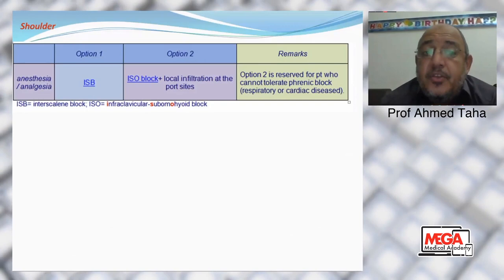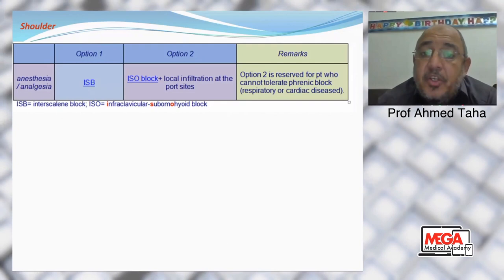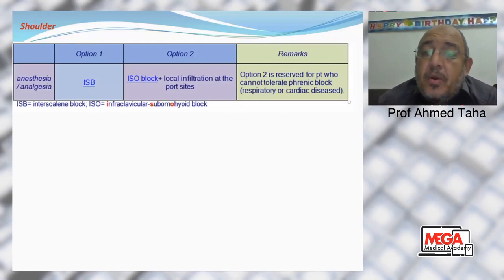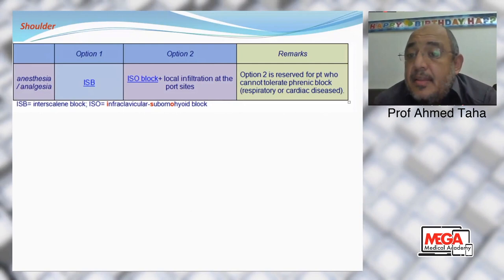However, as I said, I will not prefer the interscalene block if the patient has limited respiratory function. In this case, I will use the iso block, which is a combined suprascapular block and infraclavicular block. And this will not block the skin, so I will add some local infiltration of the skin at the skin ports.